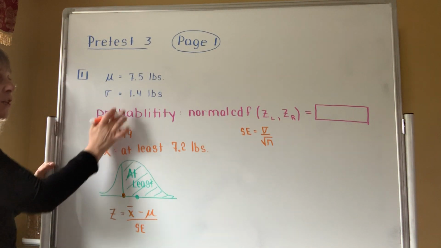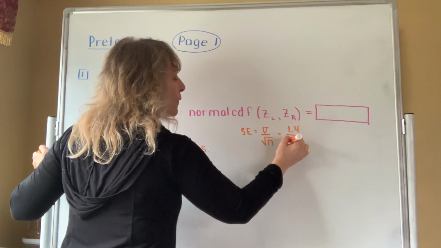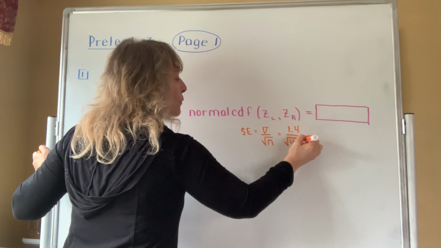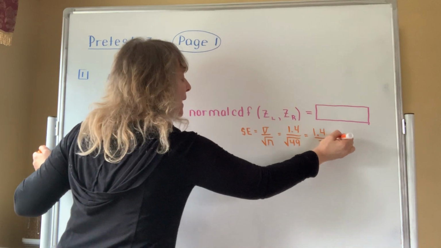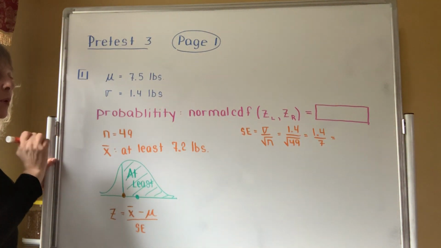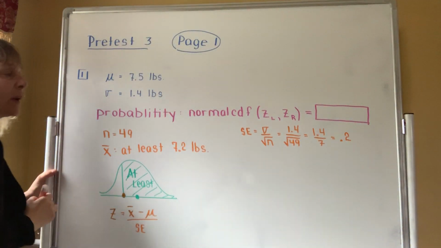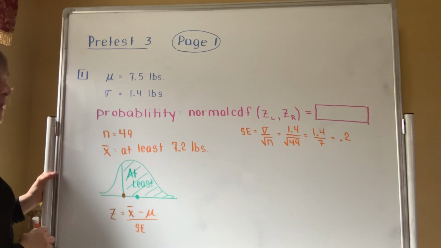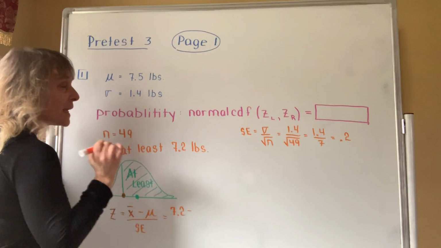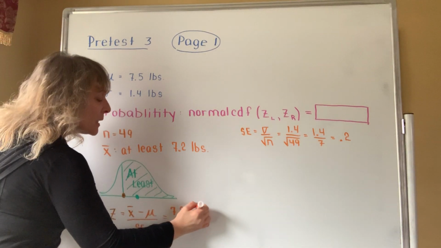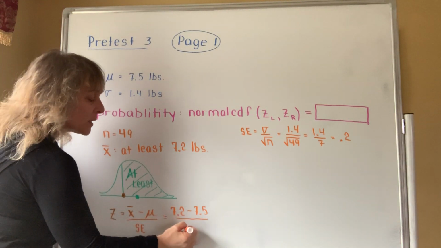So you have enough information. I got 1.4 for the numerator. I got the square root of 49 for the denominator. If you know that the square root of 49 is 7, you can just change that. And you may pick up your calculator and type in 1.4 divided by 7. And if you do, your sampling error is 0.2. That's what's going to go in the denominator. So it's going to be my 7.2 from the sample minus the average from the whole population, 7.5, but divided by the error, because you could be off, and that's your 0.2.